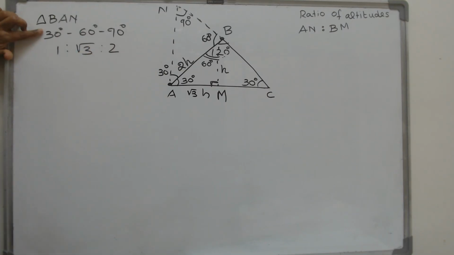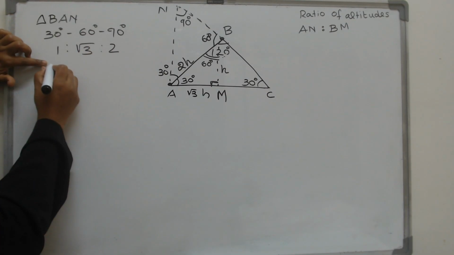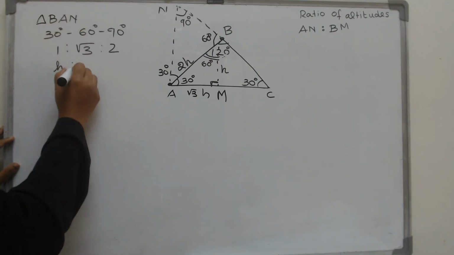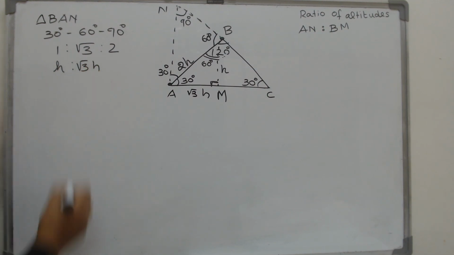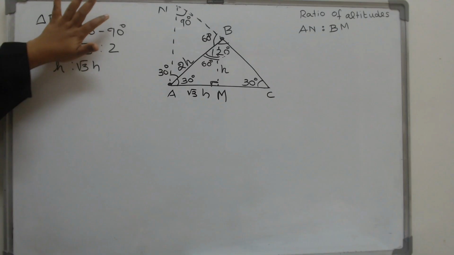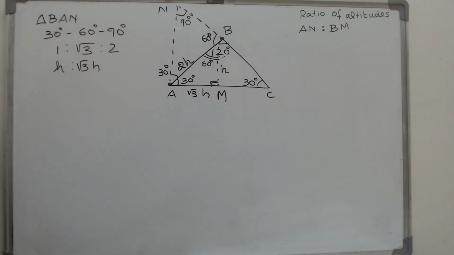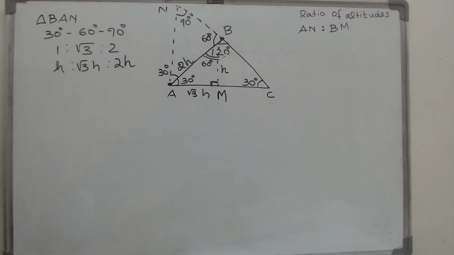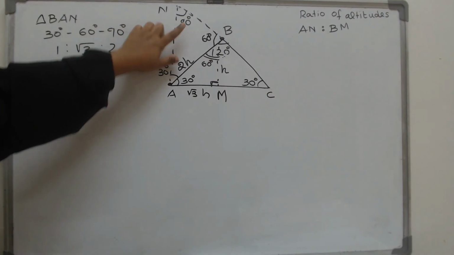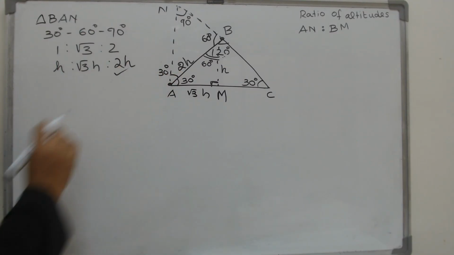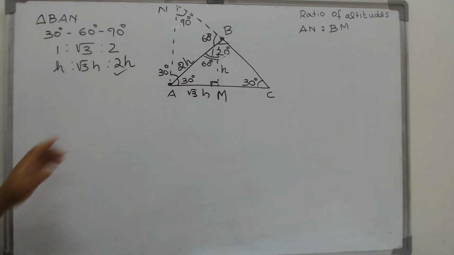to 2. That means if the side opposite of 30 is say some H, then the one opposite to 60 will be root 3H, and the one opposite to 90, the largest angle, opposite to it will be the largest side, which is the hypotenuse, which will be 2H. Now look at 90 degrees. Opposite to it, do you have a 2H? So we have got all our ratios lined up.